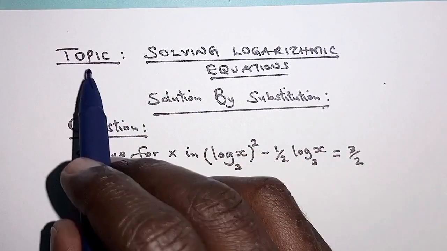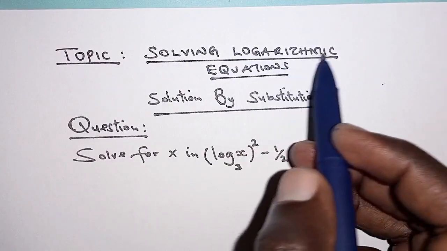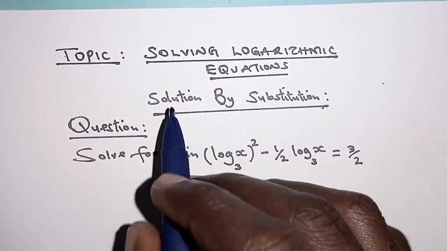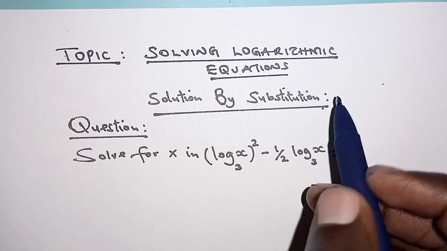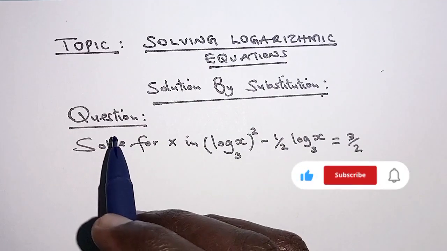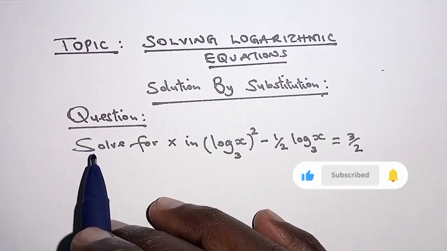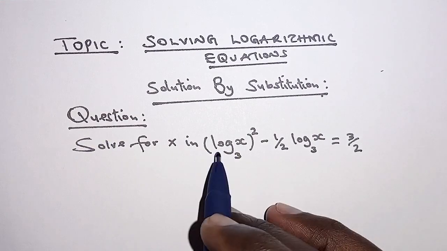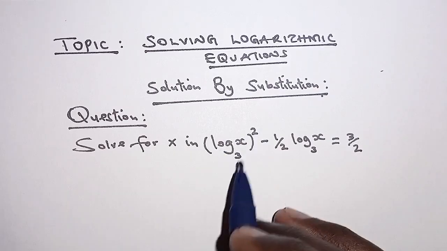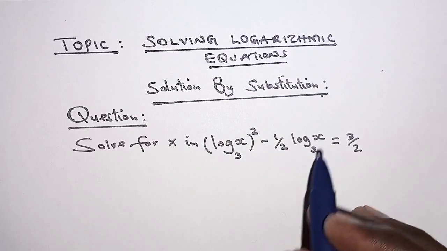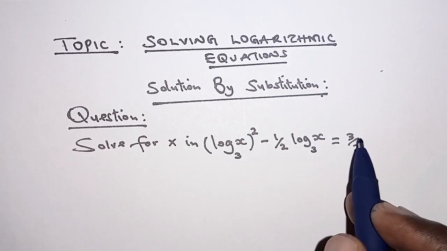Hello, the topic today is solving logarithmic equations. We are looking at solution by substitution. The question: solve for x in (log x base 3) squared minus a half log x base 3 is equal to 3/2.